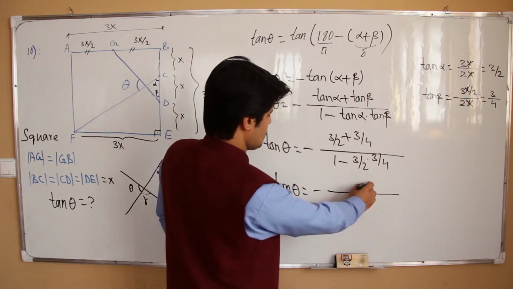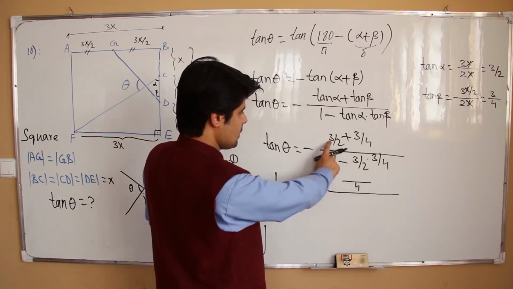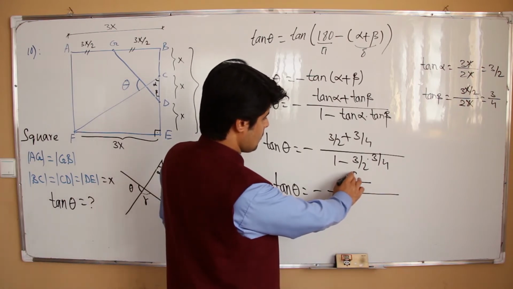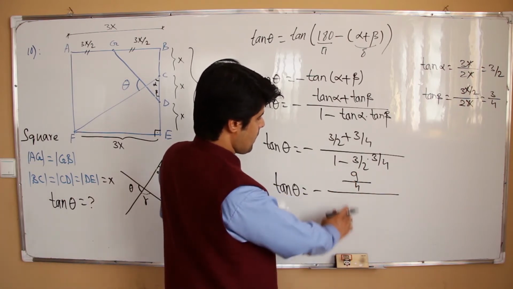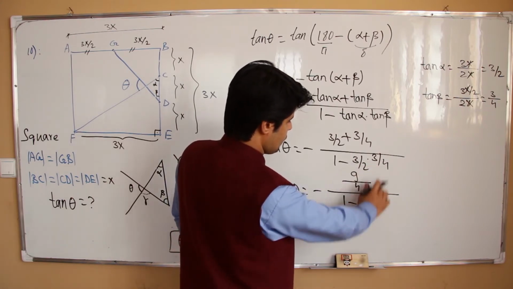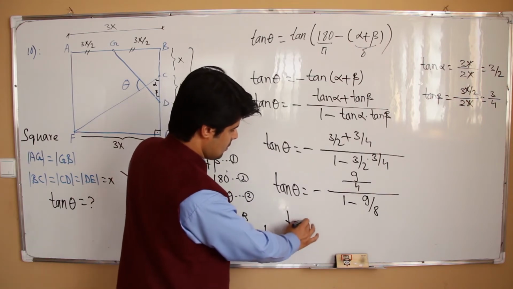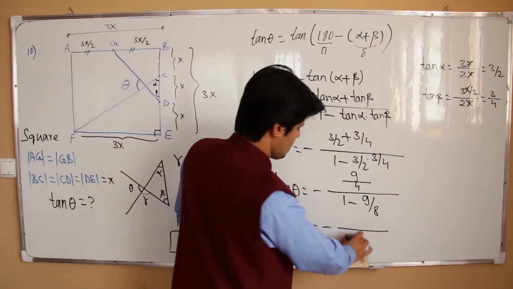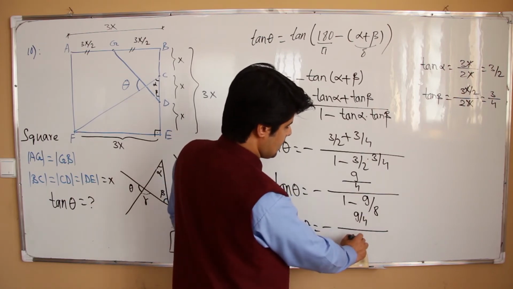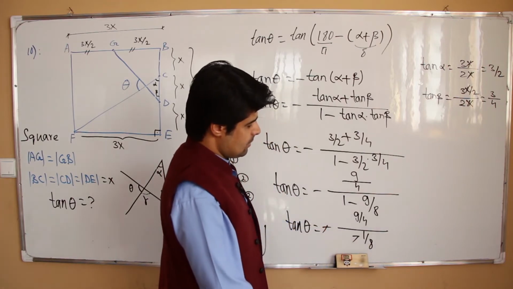Now tangent theta is negative. Here what do we have? 4 divided by 2 times 3, it is 6. 6 plus 3, it is 9. Here also 1 minus 3 times 3, 9 over 2 times 4, 8. Now you have tangent theta equal to negative 9 by 4 over 1 times 8, 8 minus 9, minus 1 by 8. This negative with this negative is cancelled.